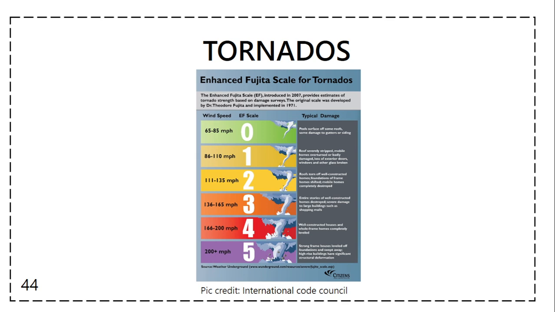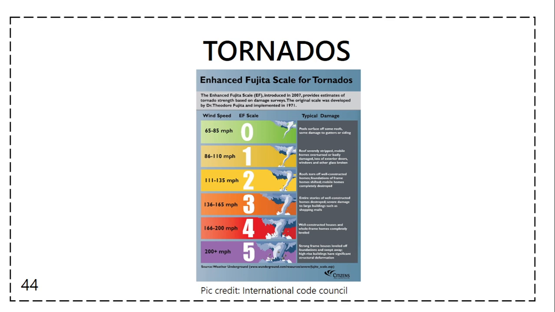Tornadoes. I'm not sure if this is international or not, but this is from the International Code Council, so I did just pick this one up just in case it was international. But this is the tornado scale. EF0 is basically very, very rare, but it does happen in some spots. Peeled surface of some roofs, some damage to gutters or siding. This is really the weakest one you ever see.